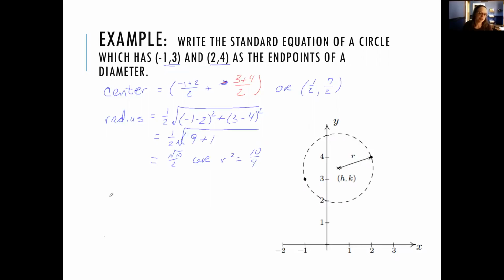10/4. So that means my circle is described by the equation x minus 1/2 squared plus y minus 7/2 squared equals 10/4.